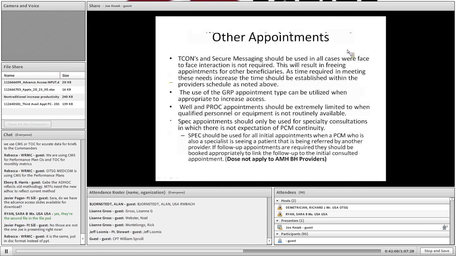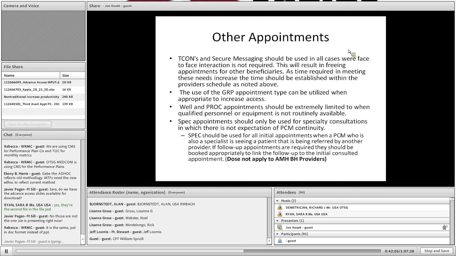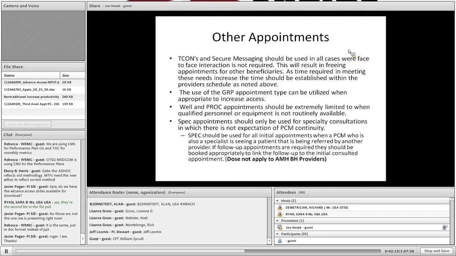Taking us to other appointment types. I threw TCONs and secure messaging in here just as kind of a space to make sure that we at least covered it. Remember that this is part of the virtual care. This results in freeing appointments for other beneficiaries. The more that we can handle in the virtual space, the more patient issues we can actually take care of in a more constructive and more productive way. Because in a traditional appointment time, we can usually handle 2 or 3 type appointment issues of the virtual type, which allows the additional patients to get in.